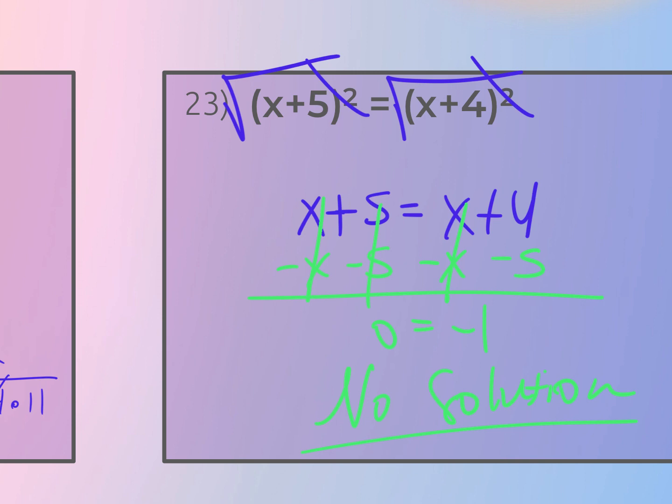What about if it came out as 0 equals 0? What would your answer be? All reals. Good. Understand the difference between those two things.